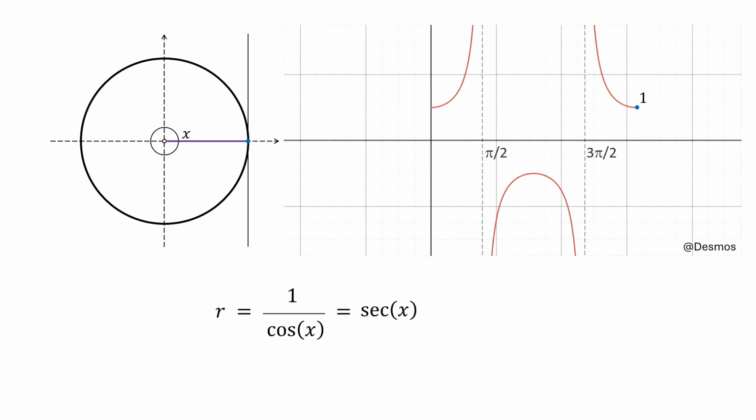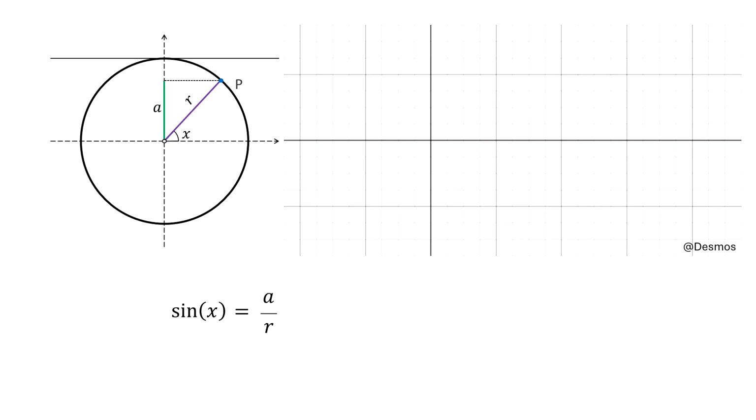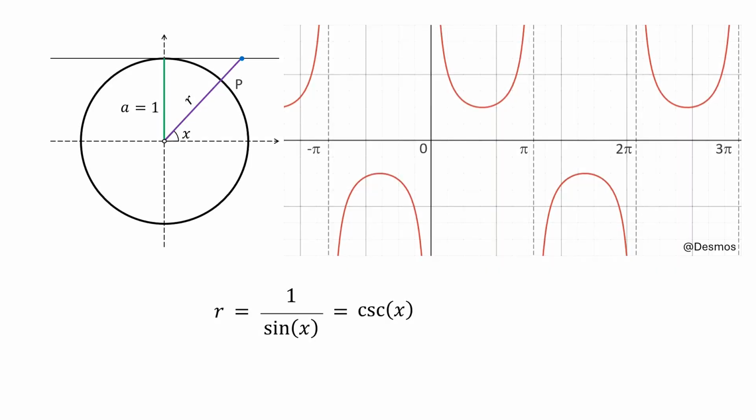Now what about cosecant? This time draw a horizontal tangent line at 0, 1. Extending the radius to this line sets its vertical projection to 1. This length is 1 over sine, which is cosecant of x. Its graph mirrors secant, but shifted by pi over 2.